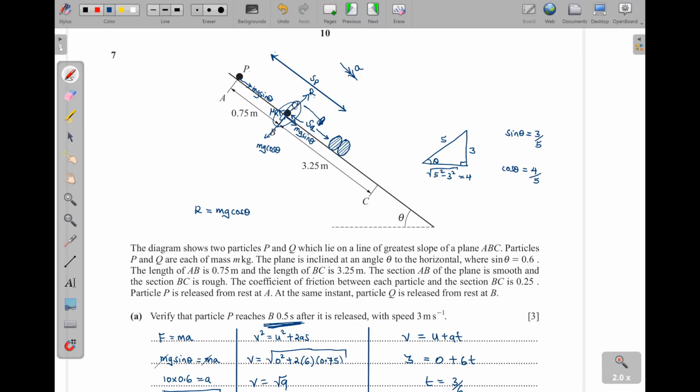Now, when P begins from here and reaches B, and then moves to the other side, Q is also in motion. So the time P takes from here up to here, we are now going to add on the 0.5 for Q. That is the total time Q has taken in motion.